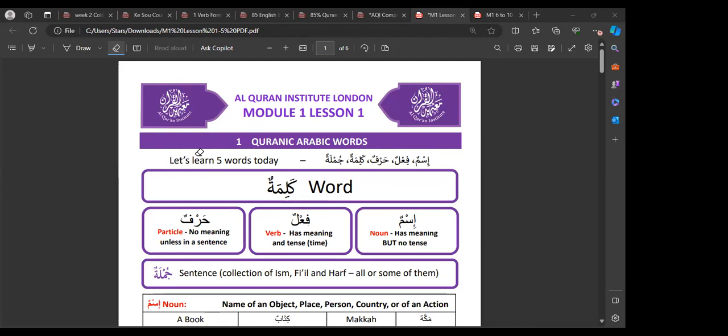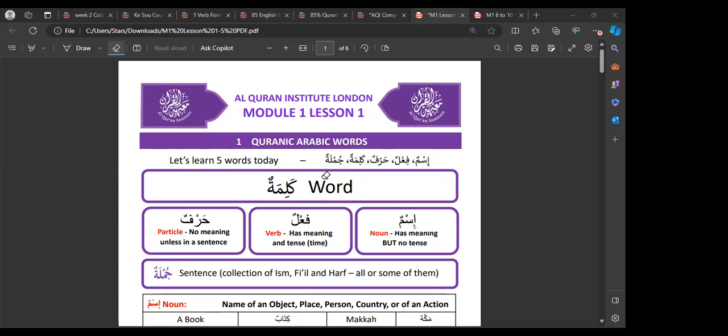Okay, so a reminder from last week. I hope everyone here benefited from revision class. A reminder from last week's main lesson: the 5 words that we introduced you to, ismun, fi'lun, harfun, kalimatun, and jumlatun. We gave you a tiny bit more detail on ismun, fi'lun, and harfun. And inshallah, today we're going to move on to jumlatun.